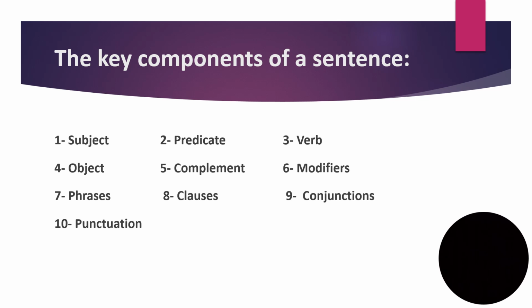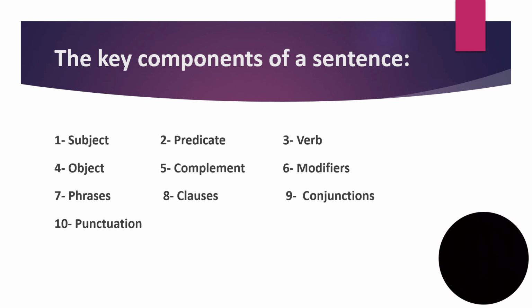The seventh component, phrases. The definition of phrases, they are a group of words that work together but do not contain both a subject and a predicate. Types of phrases, we have, of course, noun phrase, verb phrase, and prepositional phrase, as you all know. The eighth component is clauses.